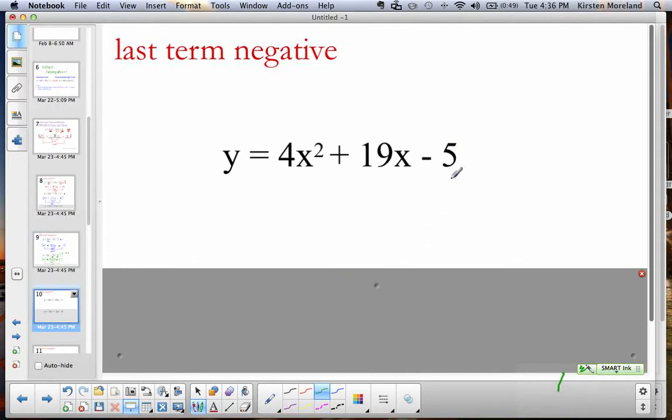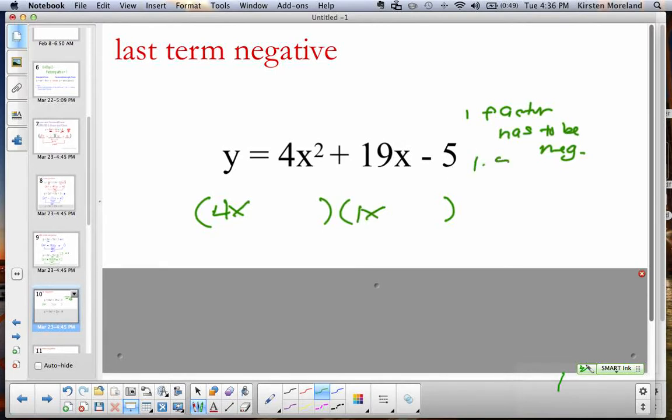Right, next one, the last term is negative, which just means one factor needs to be negative. So I'm going to do it just like I have been. Set up your parentheses. Now 4x is a little tricky because you can have 2x and 2x or 4x and 1, so that's why this method becomes messy. So I'm going to start with 4x and 1x, and 5 only has the option of 1 and 5. I'm going to put the 5 here and the 1 here just because.